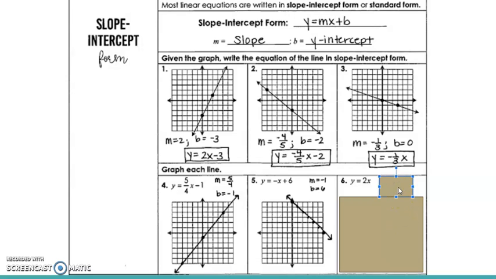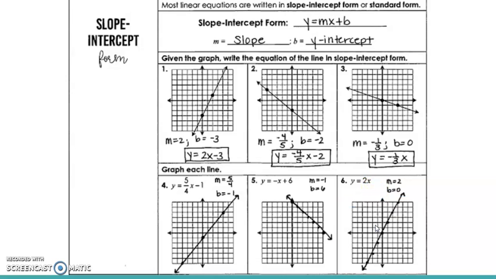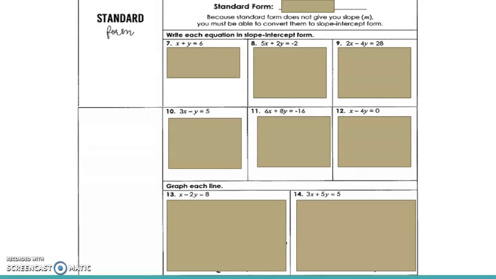Lastly, we have number 6, which is 2x. That means we have a y-intercept of 0 since there is no other number that has been written. We're going to start at that origin and we're going to count up 2 and over 1. So that is our y-intercept and our slope-intercept form.